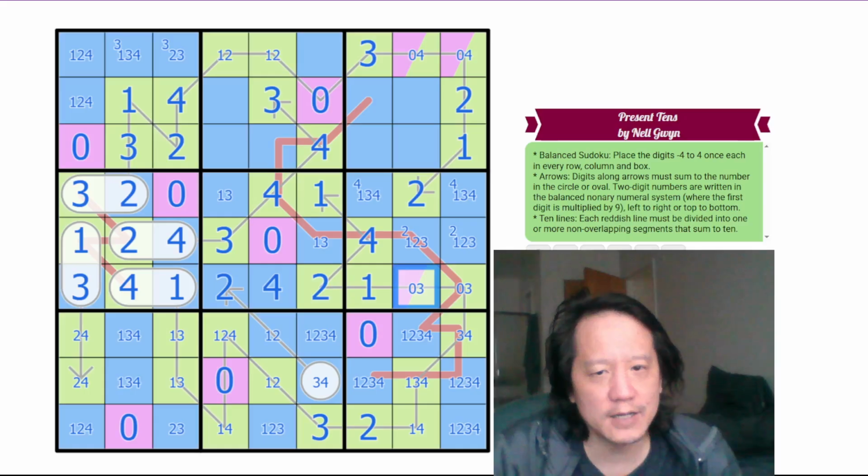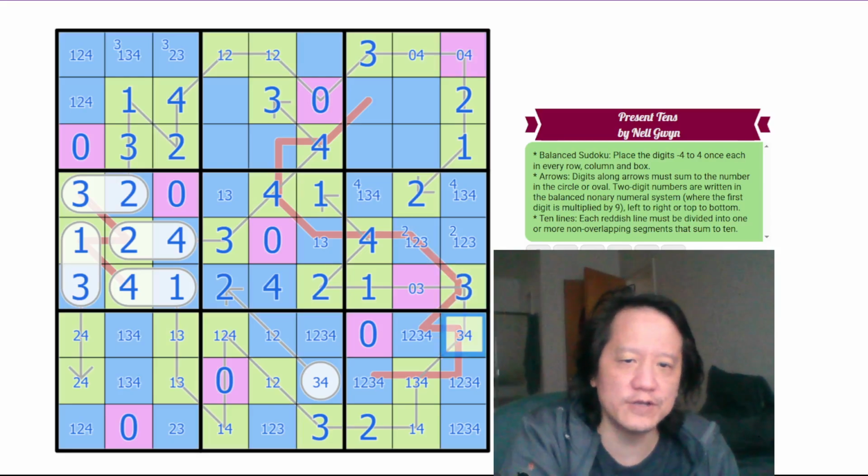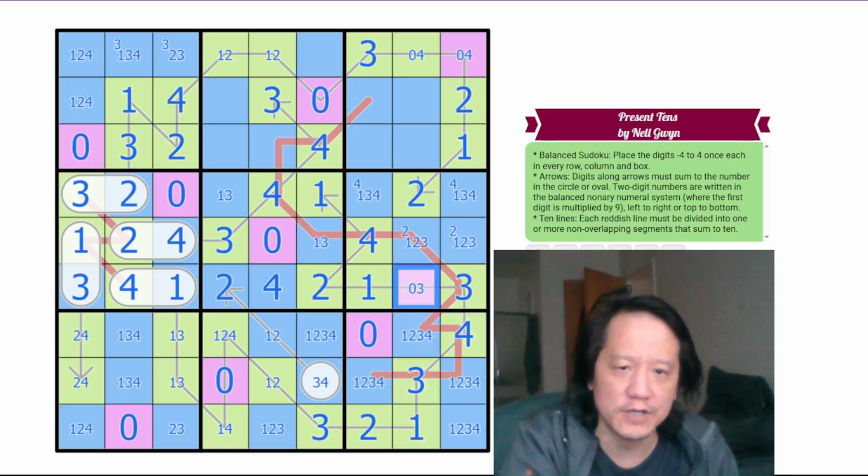So this is not green, this is pink. This can't be pink. So this is green. So this must be 3, 4, 3. 4 eliminates 4 here, so that's 1. This is 0, no 0 here. This is 4 and 0.